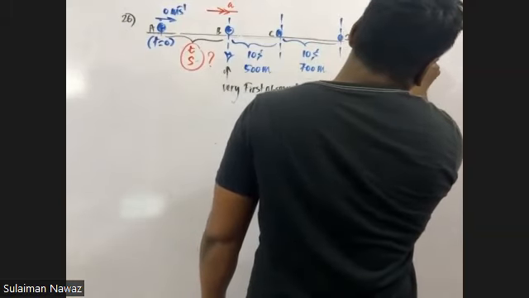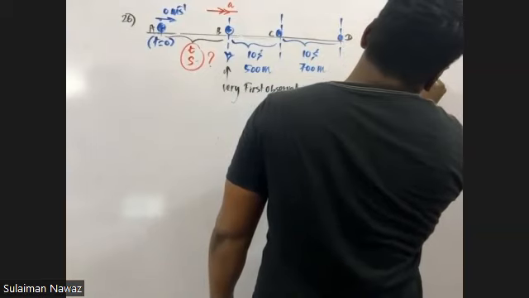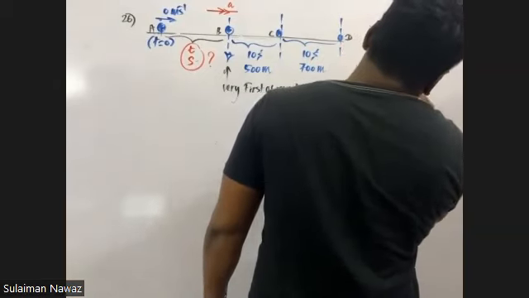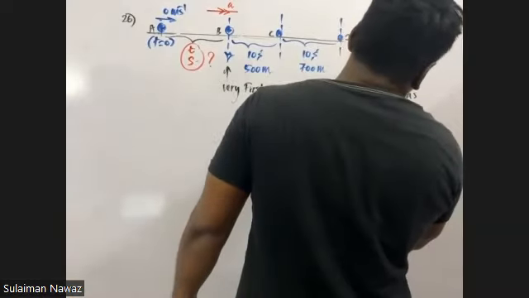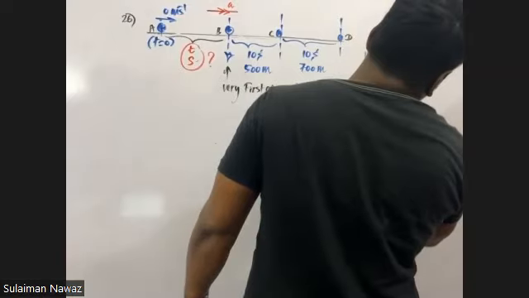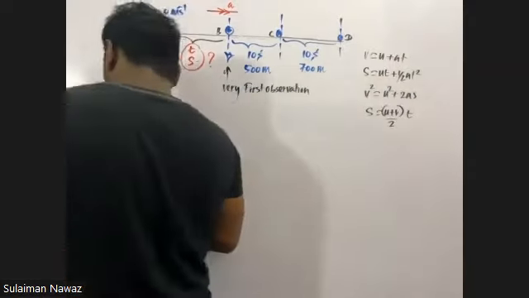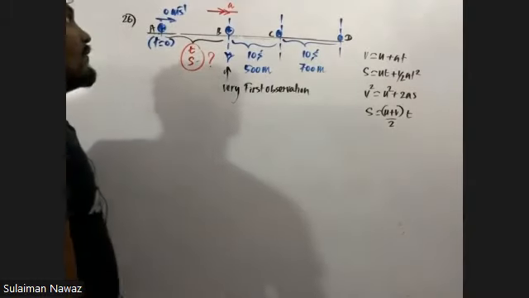V equals U plus AT. S equals UT plus half AT squared. V squared equals U squared plus 2AS. S equals (U plus V) over 2 into T. We'll take a break after we finish this question. But your target is finding T and S. How do you find this?